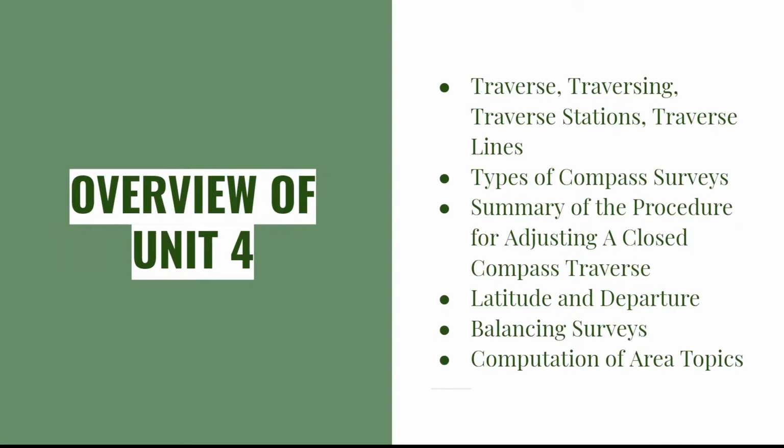So here is an overview of our report. Unit 4 talks about traverse, traversing, traverse stations, traverse lines, types of compass surveys, summary of the procedure for adjusting a closed compass traverse, latitude and departure, balancing surveys, and computation of area topics.